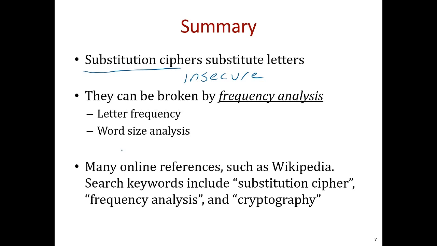Now, this is a great topic to go and look at for more information. There's some great resources online. For example, Wikipedia has a very nice article on substitution ciphers. And there's a lot of other nice articles if you search, for example, using keywords substitution cipher, frequency analysis, and cryptology and cryptography.